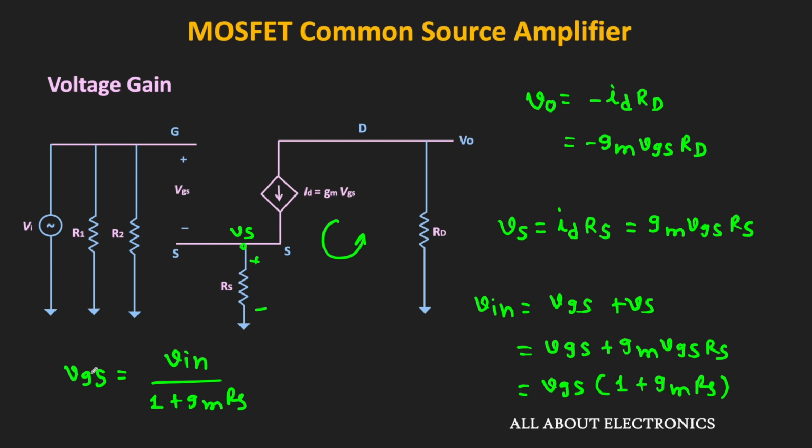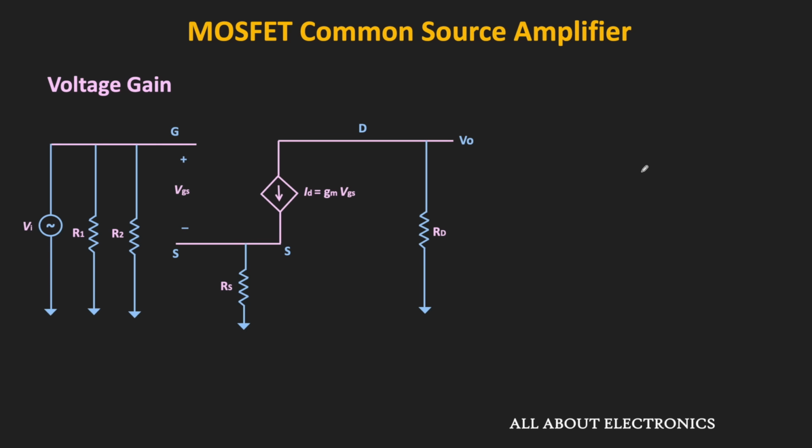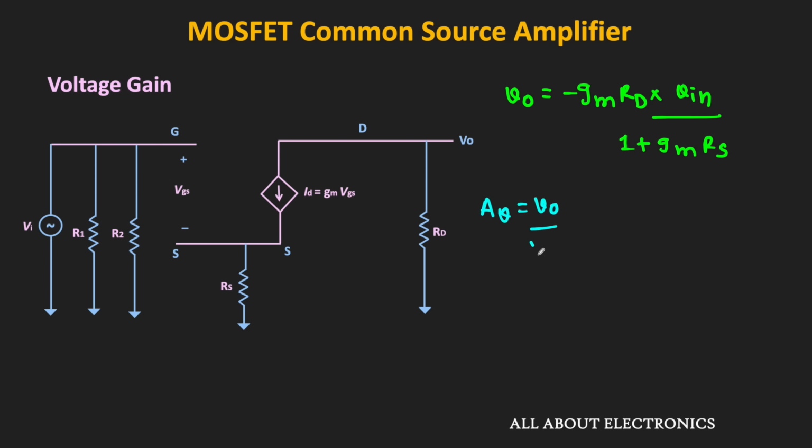So now let us put the value of VGS in this expression. That means from this we can say that this output voltage Vout is equal to minus gm times RD times Vin divided by (1 plus gm times RS). Or we can say that the voltage gain AV, that is Vout divided by Vin, is equal to minus gm times RD divided by (1 plus gm times RS).